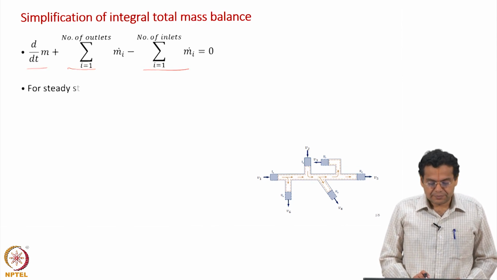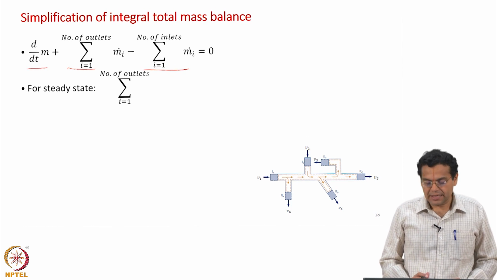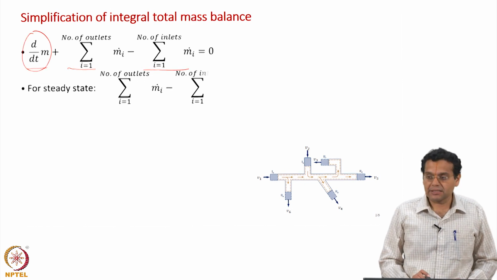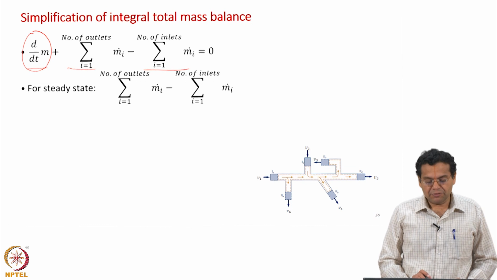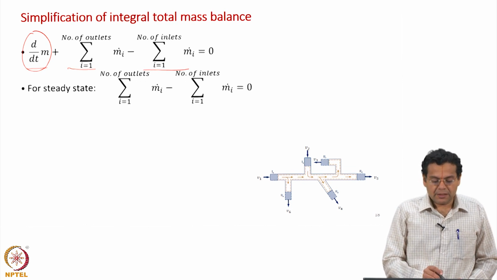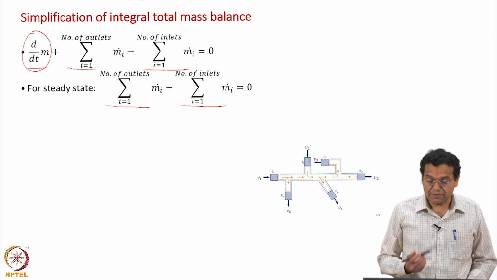Now, for steady state, if it is a steady state, then this term is 0, there is no change of mass within the control volume. So, we are left with only the second and third terms, the total mass flow leaving and the total mass flow entering. Okay, it becomes further simplified.